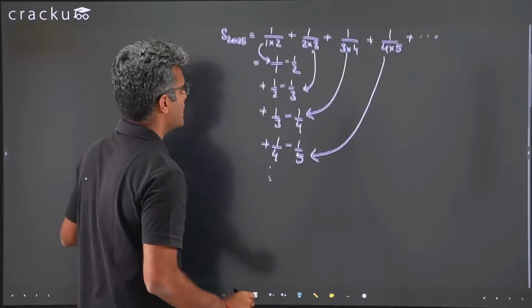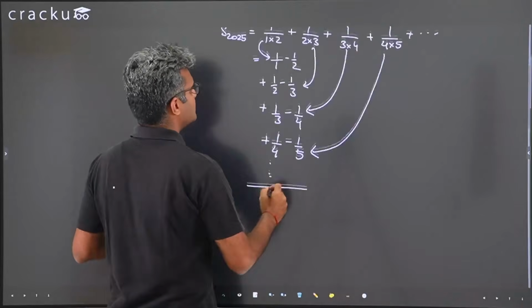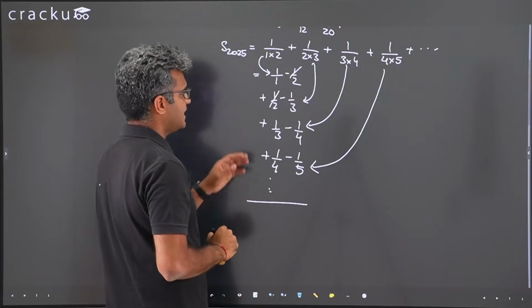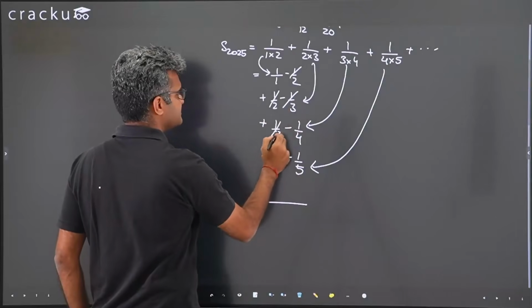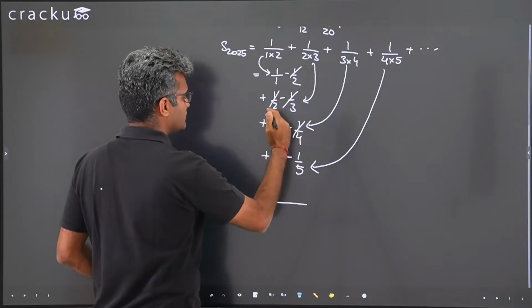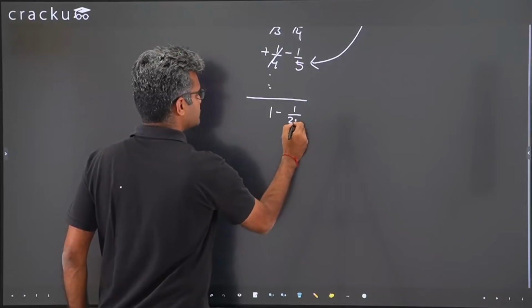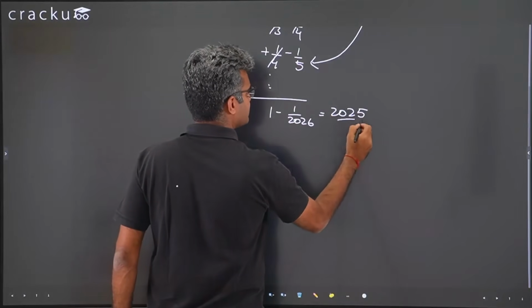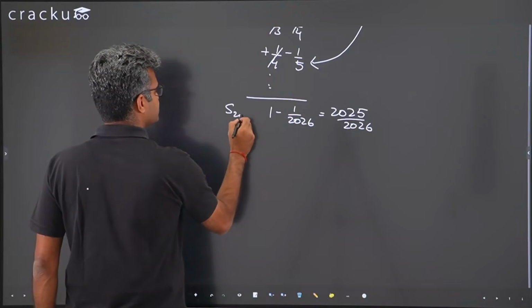If you continue to add them and you have 2025 terms, you will notice that the second term of the first pair and the first term of the second pair cancel. This is minus 1 by 3, this is 1 by 3, this is minus 1 by 4, this is 1 by 4, and so on. Finally, we are left with 1 minus 1 divided by 2026, which is equal to 2025 divided by 2026. This is the value of S of 2025.